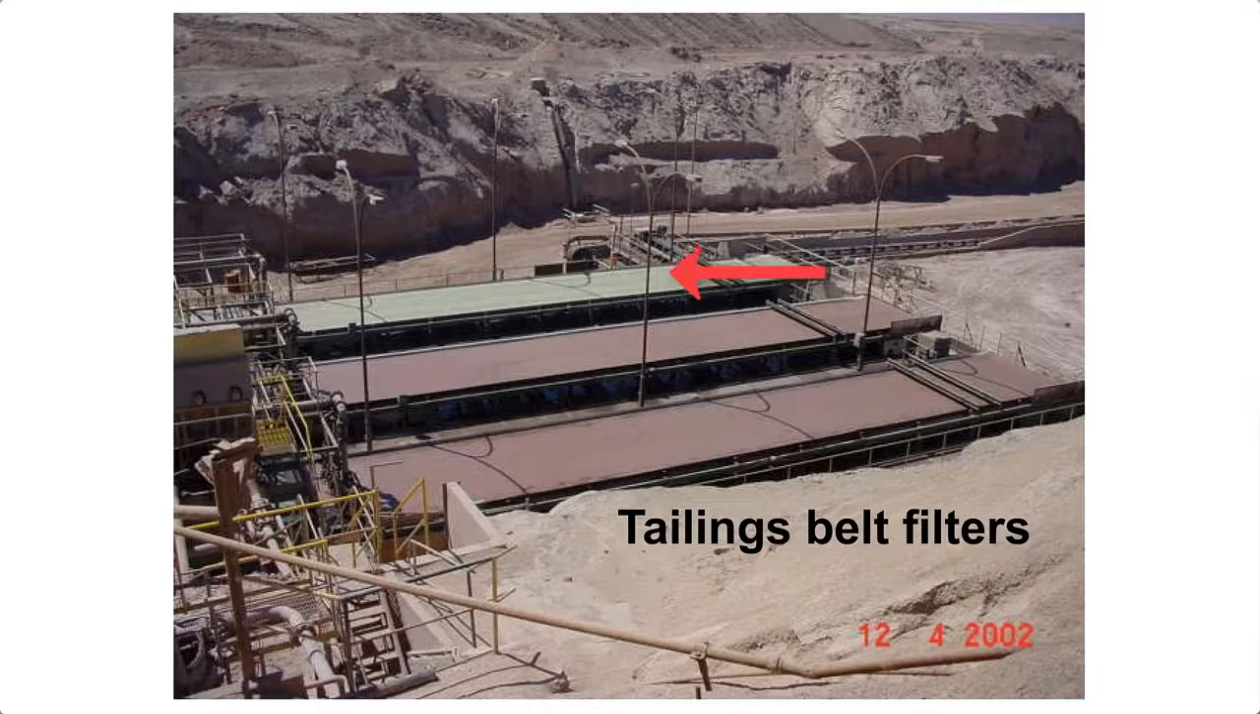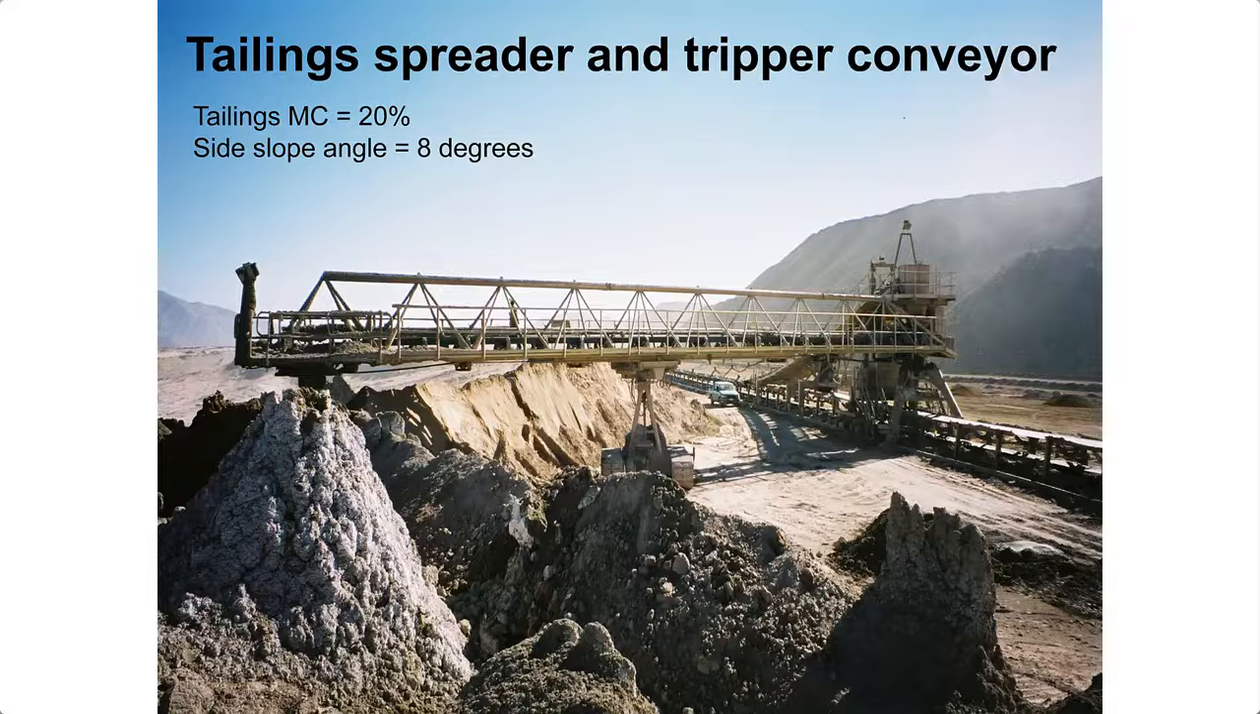Those three belt filters then feed onto a common conveyor at the end, and that common conveyor then takes it out to the facility, which is shown on the next slide. So this is the spreader system at the end of the line. It's a radial type stacker rotating off the tripper system, and it's got a crawler system that allows it to rotate. And in this particular case, the tailings is coming out at a 20% moisture content, and it's able to create a dump with an 8-degree side slope.